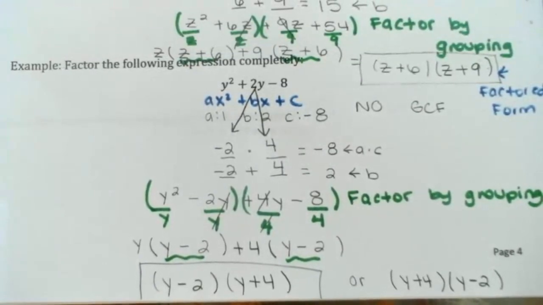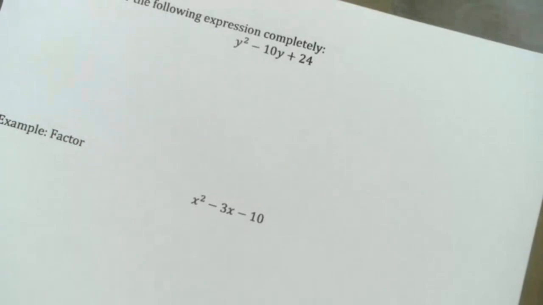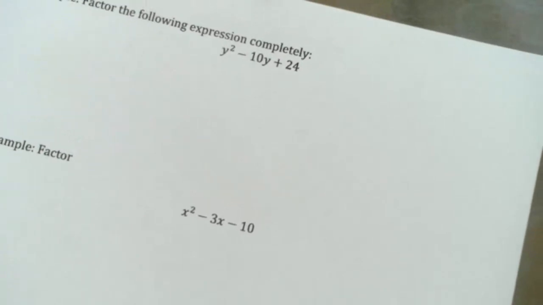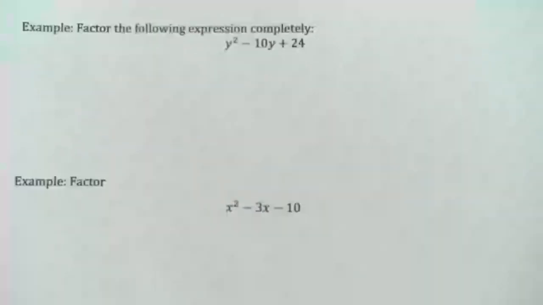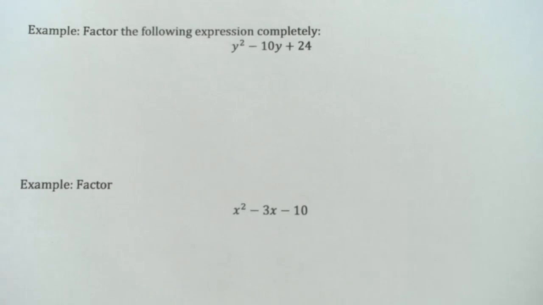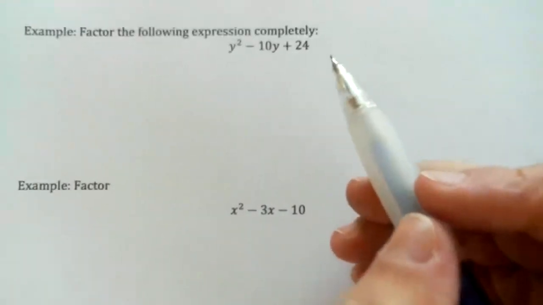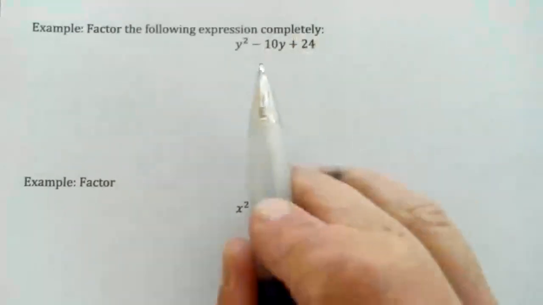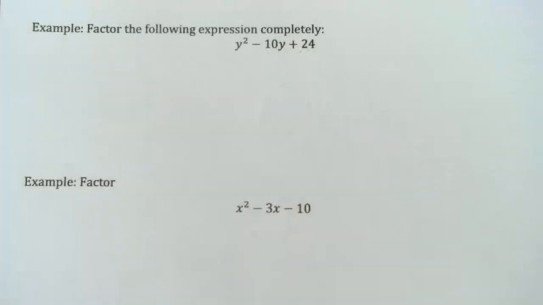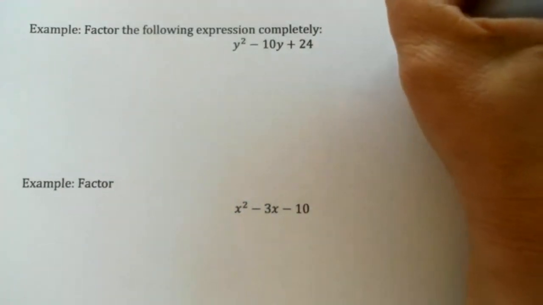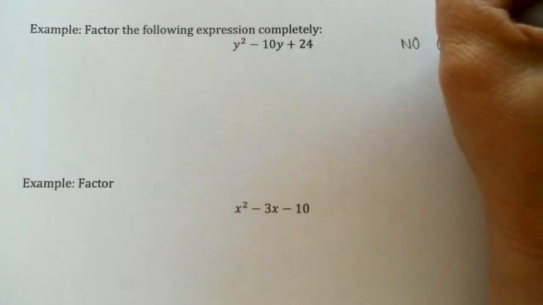So let's try this little shortcut on our next example. Factor the following expression completely: y squared minus 10y plus 24. Our first step in factoring, no matter what, is GCF. Nothing besides positive 1 they all have in common, so we have no GCF to factor out.